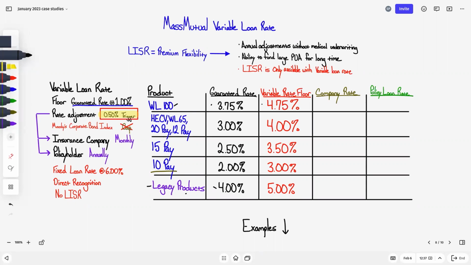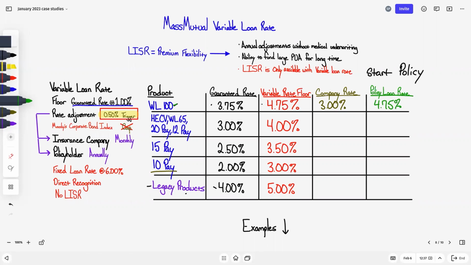So let's assume you're starting a policy. So this is for a new policy. When you start the policy, we'll assume that MassMutual's variable loan interest rate as a company is 3%, like it was early 2022. So MassMutual's variable loan rate as a company is 3%. What is your policy loan rate if you selected the Whole Life 100 product? The floor is 4.75%, so that's your loan interest rate.